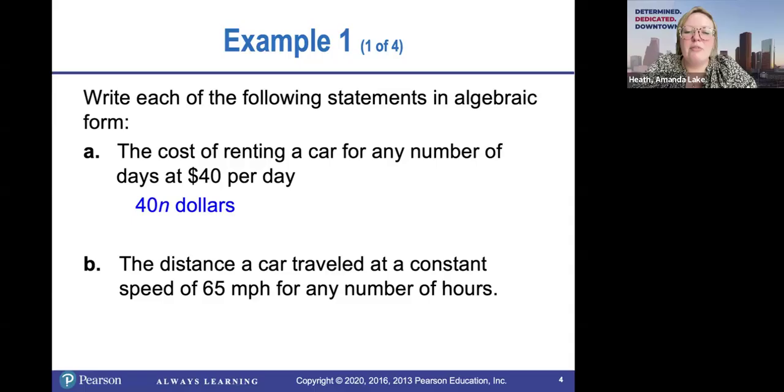And then if we want to know the distance a car traveled at a constant speed of 65 miles per hour for any number of hours, then we can say H is the number of hours, and we're going to multiply 65 times H hours to figure out how many miles, because we're going to drive 65 miles for every hour.